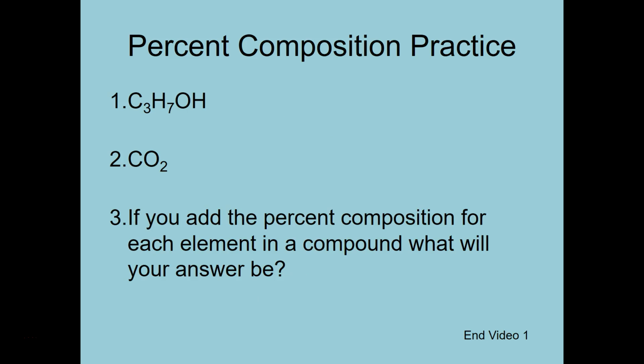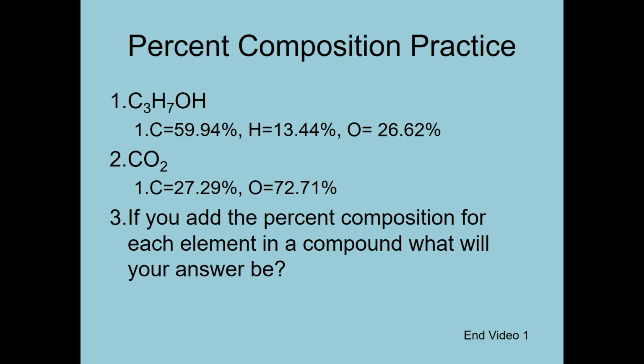All right, so as far as question number 1, C3H7OH, carbon is 59.94%. We already got that one. Hydrogen is 13.44%, and oxygen is 26.62%. Number 2 is actually a little bit easier because you already had carbon, 27.29. So the only other one you need to find was oxygen, which is 72.71.